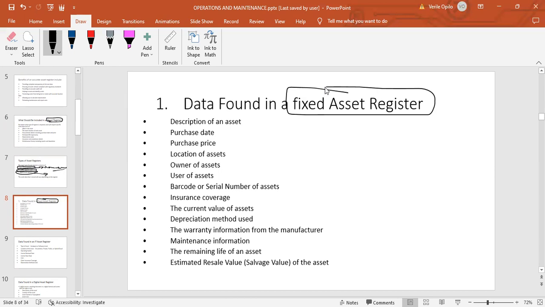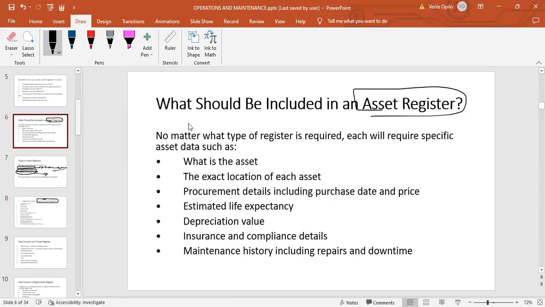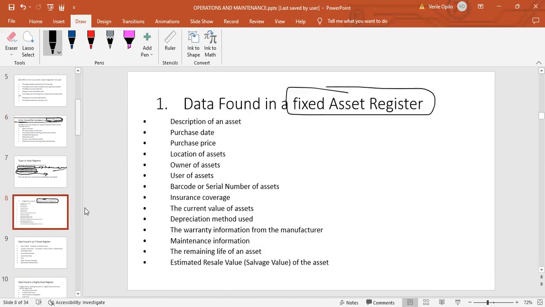So you'll find that the details are almost similar to what we were saying here and what should be included in the asset register. So provide a description of the asset, the purchase date, the purchase price, location of those assets, who is the owner, is the company the owner, or is it that you have leased that asset? Who is the user of the assets, which department, and who exactly in that department? What is the barcode and serial number of those assets?